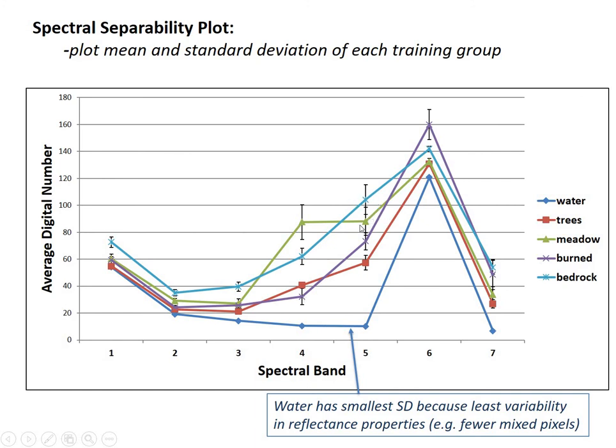And in certain places, like here, we see the error bars themselves fully overlap. So what that means is Meadow and Bedrock really cannot be reliably distinguished in band 5. However, they may be reliably distinguished over here in band 4, where they don't overlap.